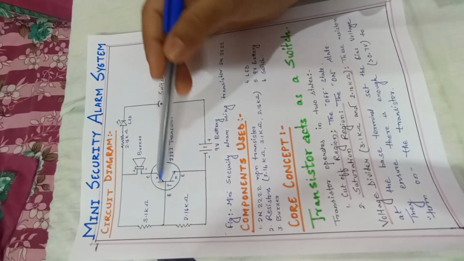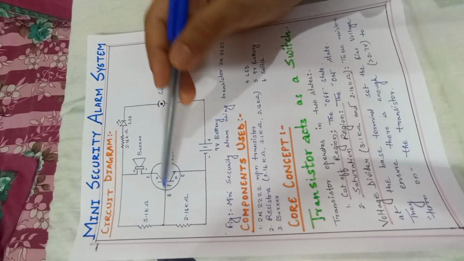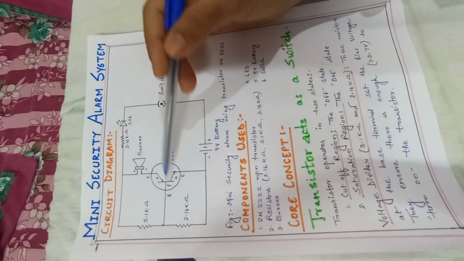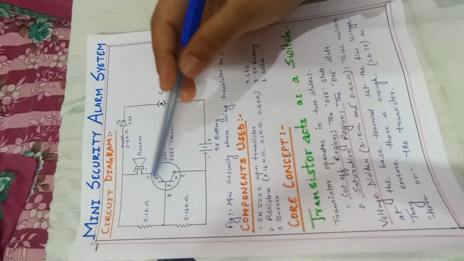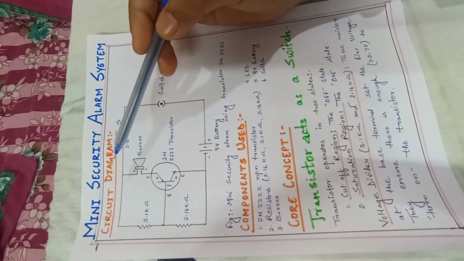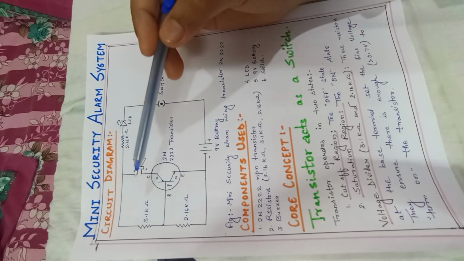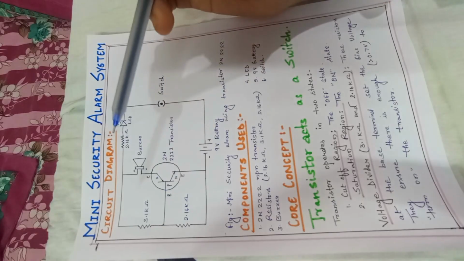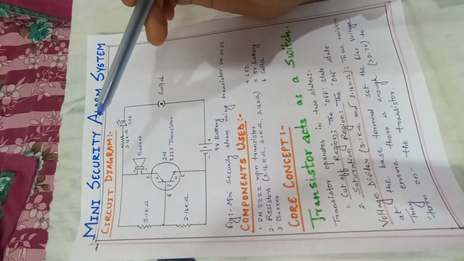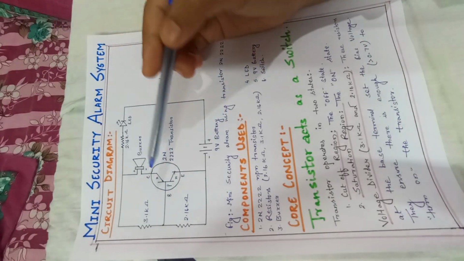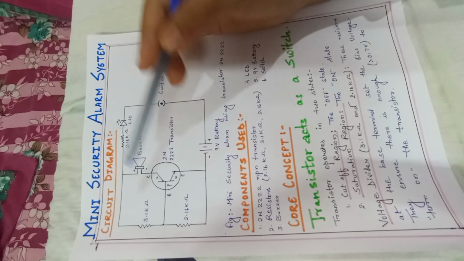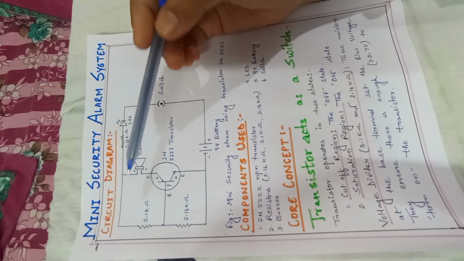So when does the BJT turn on? When the base emitter junction and the collector base junction are both forward biased, then the BJT will turn on. And when the base emitter junction and collector base junction are reverse biased, then the BJT is in the cutoff region, or off state.